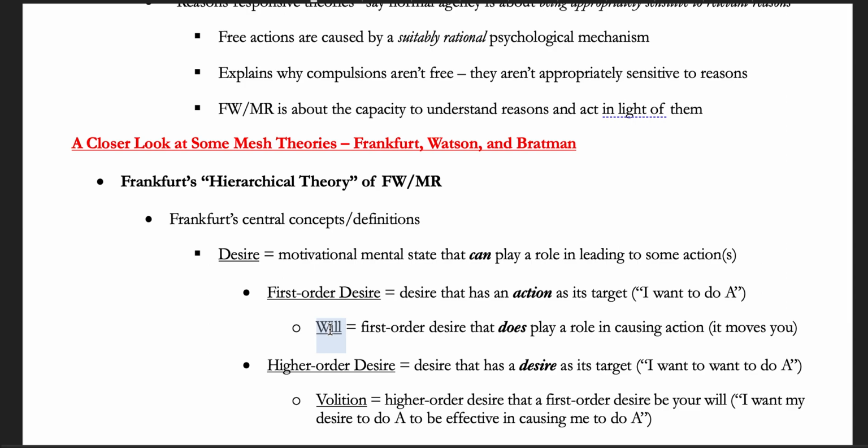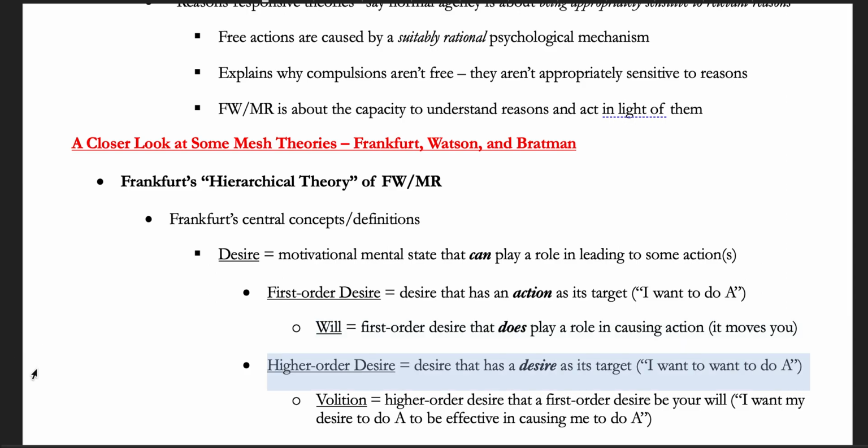So your will, when he says your desire to smoke cigarettes is your will, what he would mean by that is your desire to smoke cigarettes actually moved you to go perform some action, whether that's smoking cigarettes or buying them or looking for them or whatever. Okay, so first order desire is just a desire to do something. It has an action as its target. And whenever that first order desire actually moves you, actually plays a role in causing your action, he calls that the will.